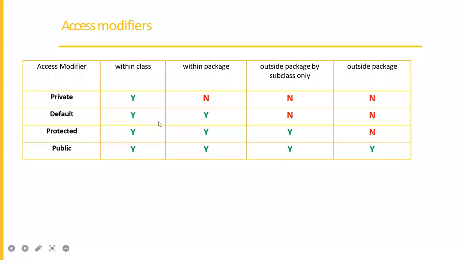Public, anywhere I can access. It may be within the class, within the package, outside a package for a subclass, or outside a package. So public, anywhere I can access. Private within the class; default within the class and within the package; protected within the class, within the package, and outside a package for the subclass. Outside a package, we cannot use protected directly. Public, we can use anywhere, and also outside a package we can access the public modifier. So these are all the four kinds of access modifiers.